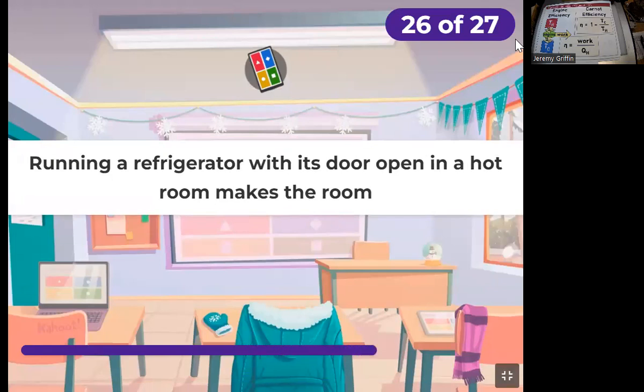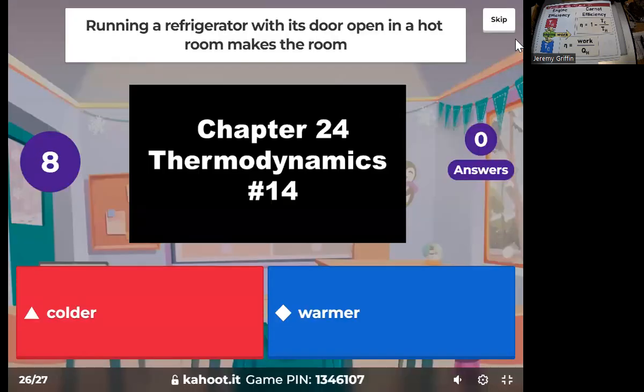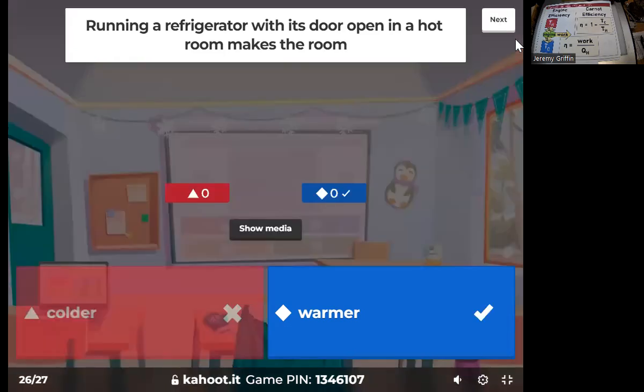Running a refrigerator with its door open in a hot room makes the room warmer. We talked about this before. Actually, I told you guys too. I'm going to ask you guys this on the final exam. So I like this question.